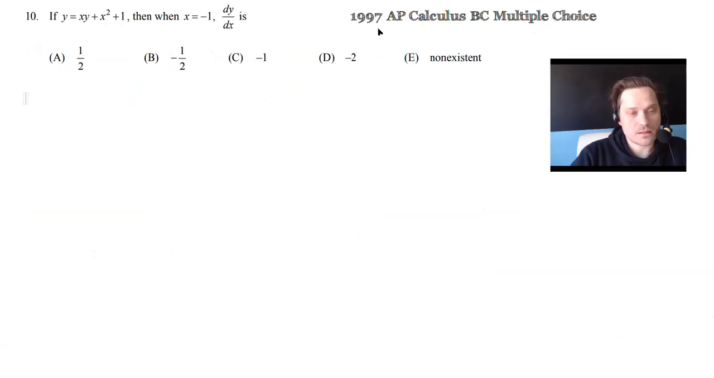So this is question 10 from the 1997 AP Calculus BC multiple choice section. If y = xy + x² + 1, then when x has the value -1, find dy/dx. Let's go through the process. How do we think about this?